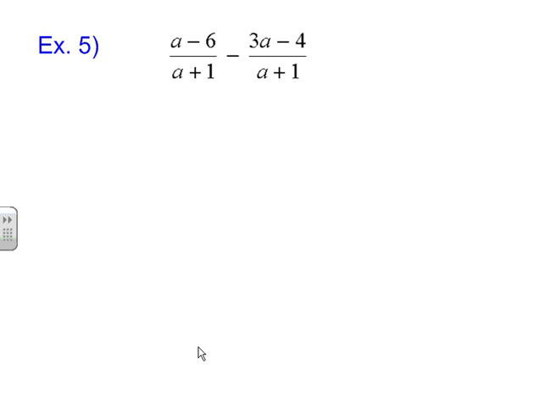Let's take a look here at another problem, this time a subtraction problem. a minus 6 divided by a plus 1, and we're going to subtract 3a minus 4 divided by a plus 1. So let me play a little devil's advocate here and get rid of something, and let's remind ourselves about subtracting things.